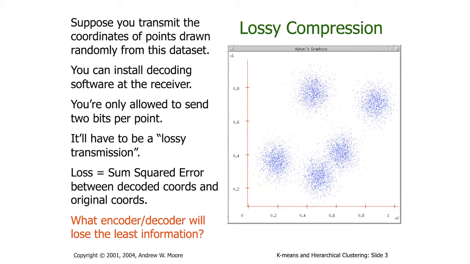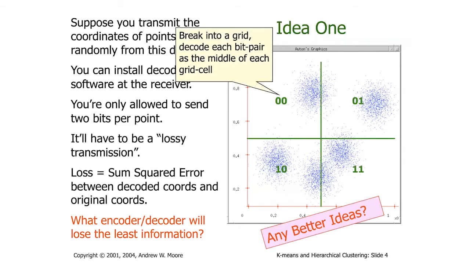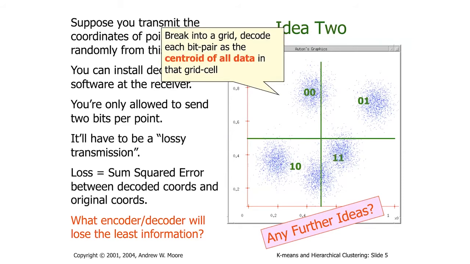One of the ideas he has is that imagine you're installing some software and you're trying to encode and decode the information about this data. It's going to be very lossy data and you only get 2 bits. And you want to say, what can I say about this data that loses the least information? I could just break it into a grid, but that's not the best answer. I could try to break it into something that actually tells you something about the data, like the centroid of the data.